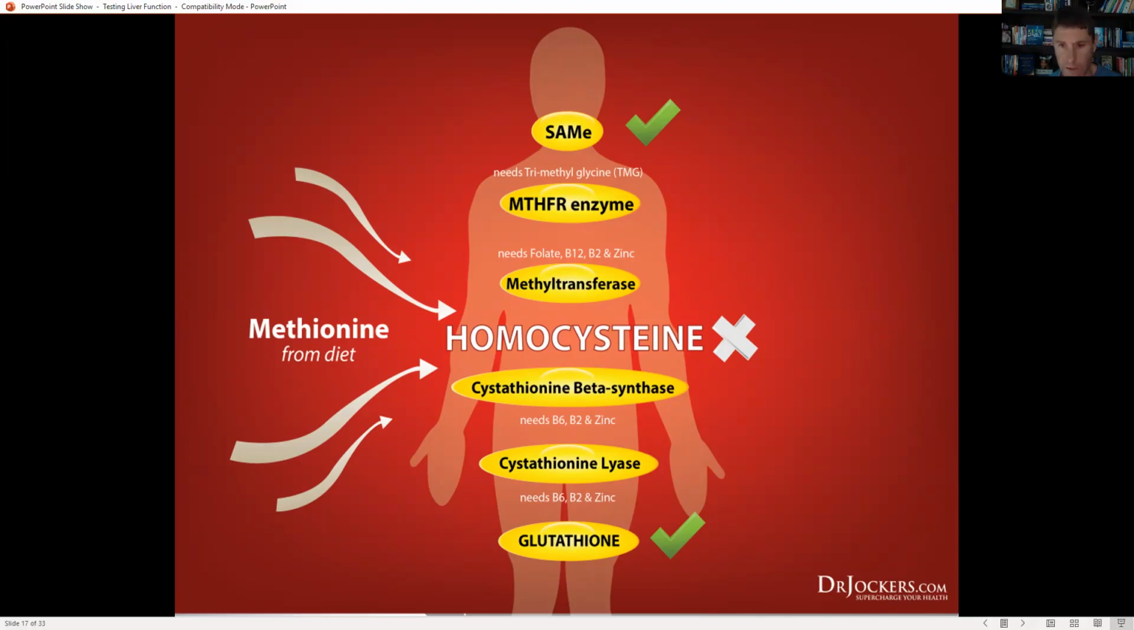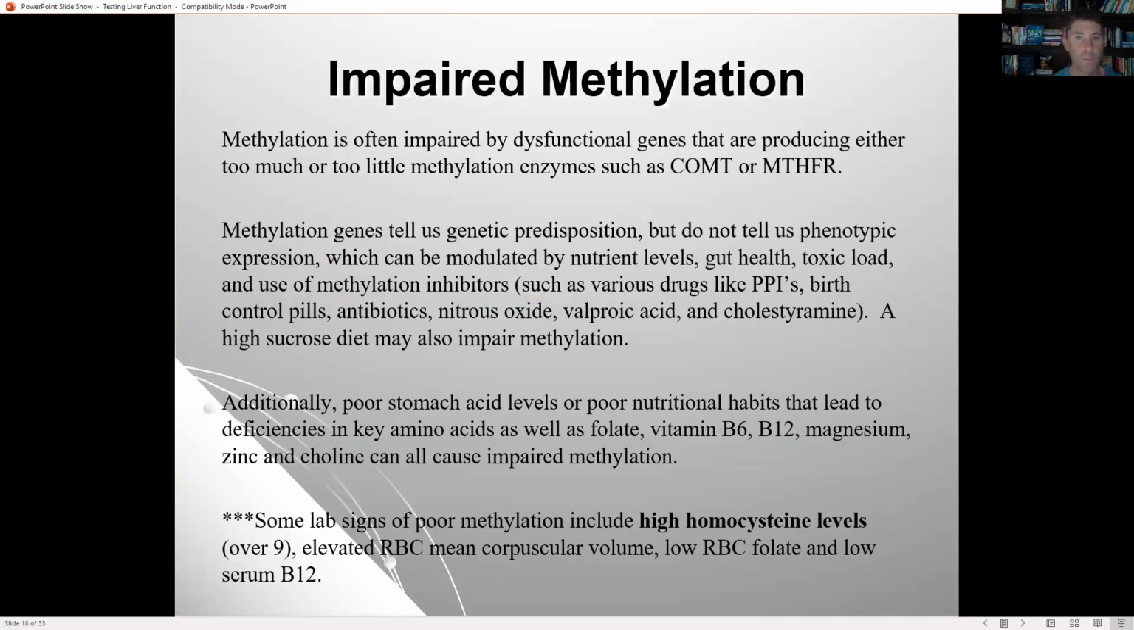And then, depending on certain enzymes as well, the CBS enzyme, for example, right? So if we're seeing high homocysteine, it's typically poor methylation. So we want to address it with things like B vitamins, vitamin B2, B6, B12, folate, trimethylglycine, and possibly some zinc. We may also be zinc deficient. So methylation is often impaired due to dysfunctional genes. You've probably heard of the MTHFR gene, but there's also COMT. And the CBS gene can impact it as well.